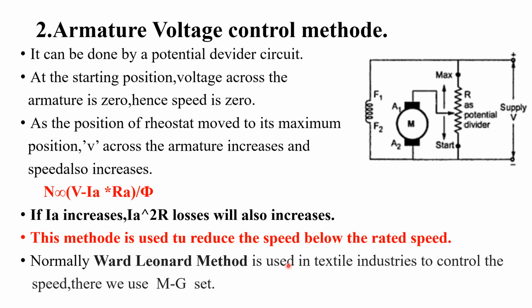Okay. And for areas of application like textile industries, voltage control is mainly done using the Ward-Leonard method. In textile industries, we normally use this Ward-Leonard method to control the voltage across the armature and thereby control the speed. And for that we use a motor generator set. Okay. And these are the major things about the armature voltage control method.